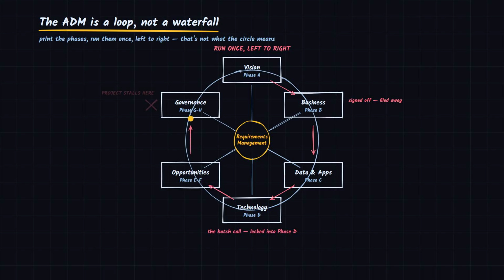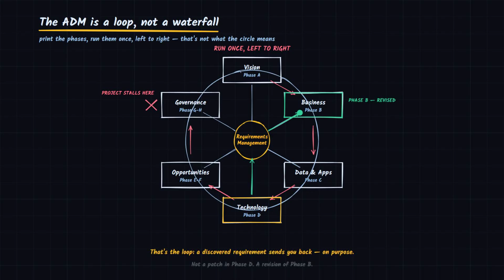Requirements management sits at the center, and every phase both feeds it and can be re-entered from it. Say you're deep in technology architecture and discover the business actually needs real-time inventory, not the nightly batch you scoped back in phase B. The method expects that. It wants you to go back and revise phase B, not quietly patch around it in phase D and pretend the business case never changed.